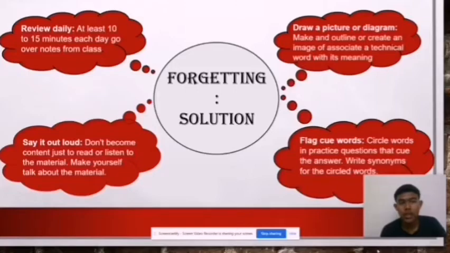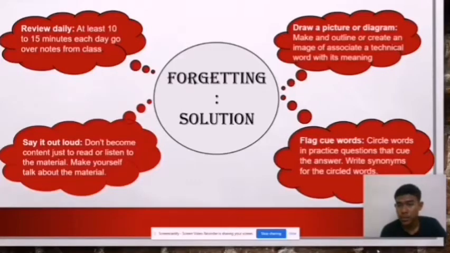The first one is review daily, at least 10 to 15 minutes each day, to go over notes from class. Second one is say it out loud. Don't be content just to read or listen to the material. Make yourself talk about the material.